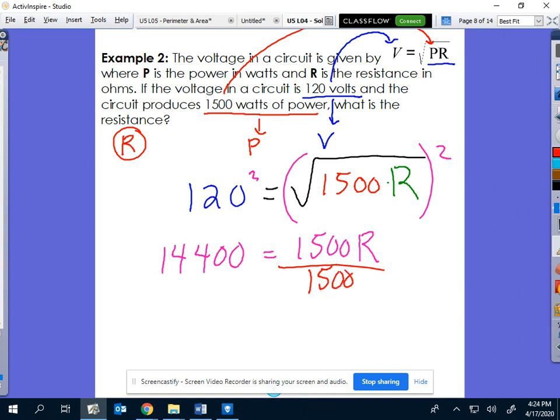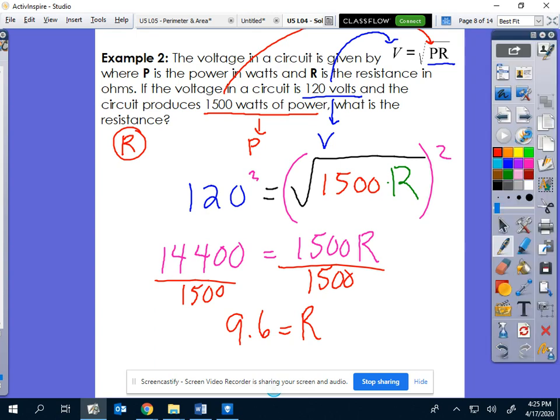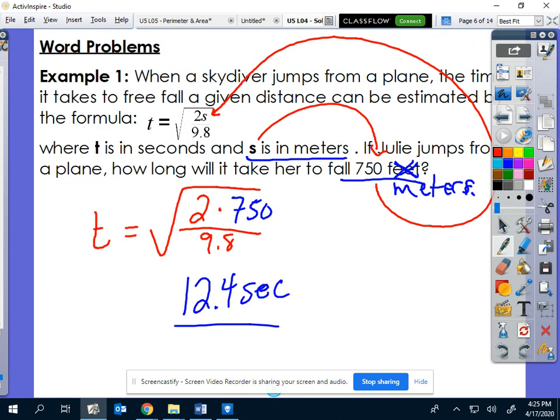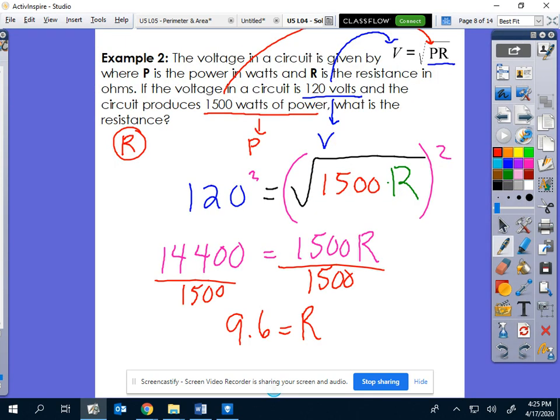So when we divide both sides by 1,500, relatively easy there. Type that in if you need to. You're left with 9.6 ohms, or R, resistance measured in ohms. So pretty basic. Either we're going to give you a number to plug straight in, in this case D, in this case our meters S, or we're going to give you numbers to plug in, but then you have to do a little bit of solving to actually figure out what those values are.